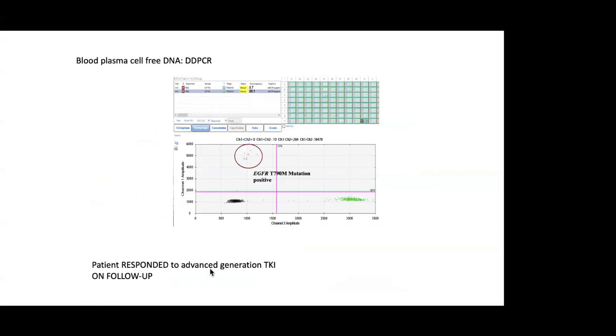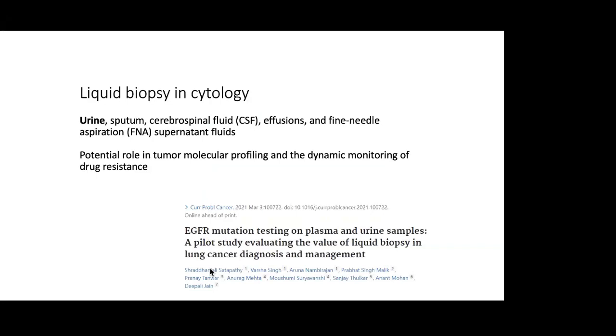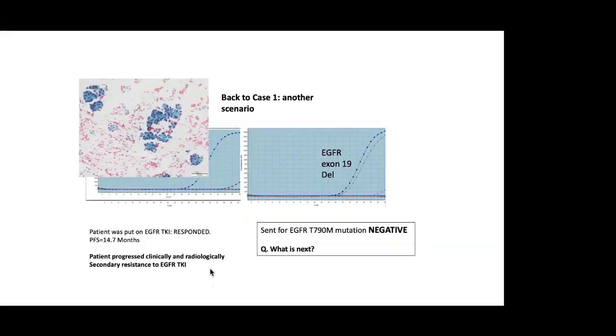Now, about liquid biopsy in cytology. Liquid biopsy is not just restricted to blood plasma. Even urine, CSF, or other body fluids, effusion supernatants, are all good resources for extracting cell-free tumor DNA, and that can be used as a tool for T790M mutation detection or other downstream analysis. So this is one thing about liquid biopsy. Okay, T790M is actually important when the patient is put on first and second generation TKI. Nowadays, advanced generation TKI, that is osimertinib, is recommended for first line setting.